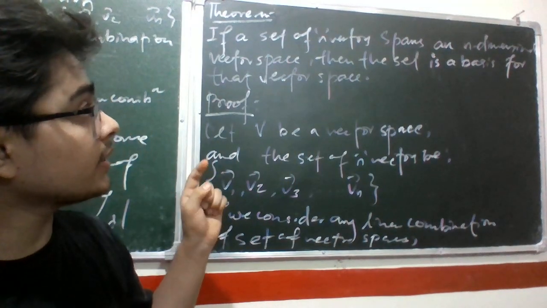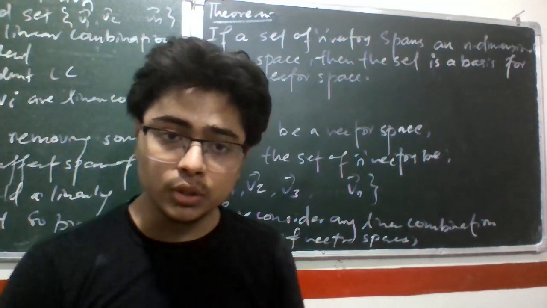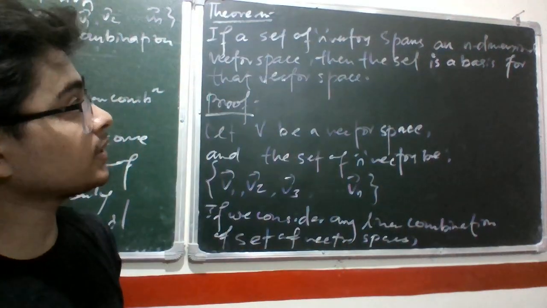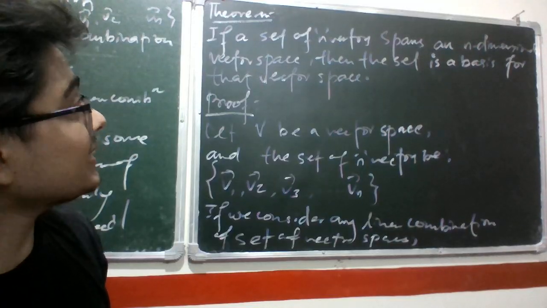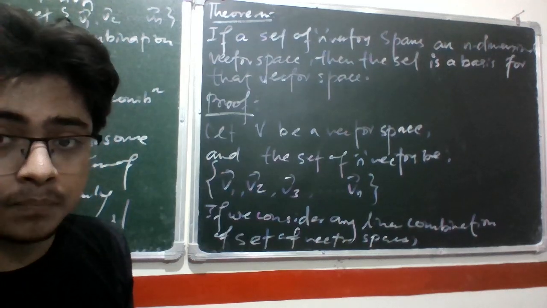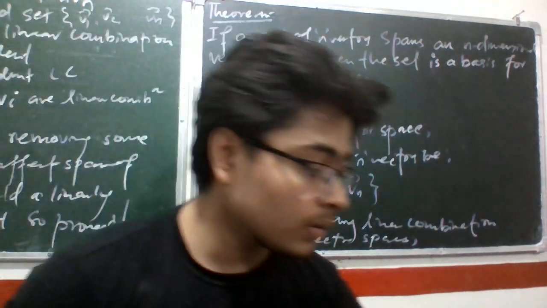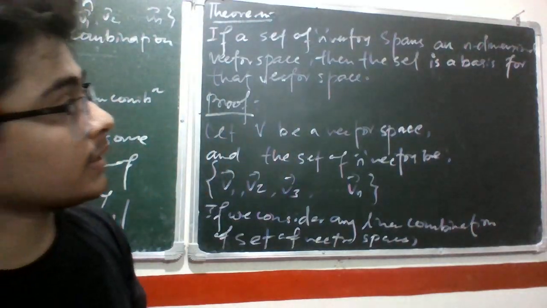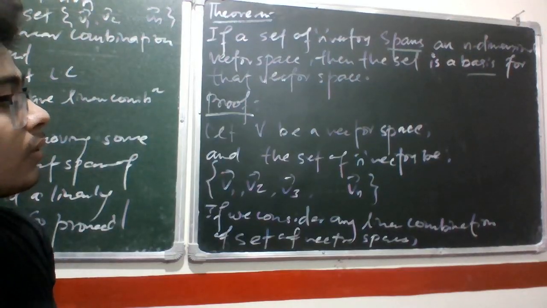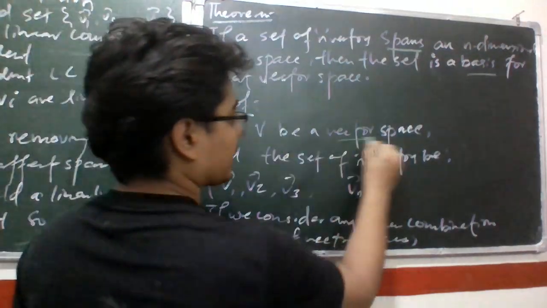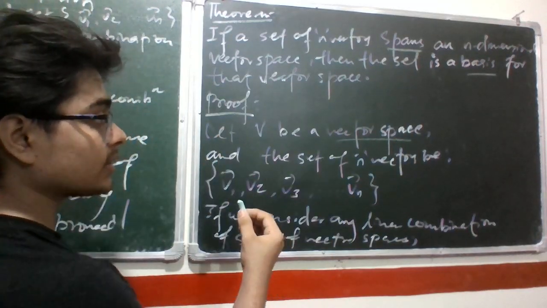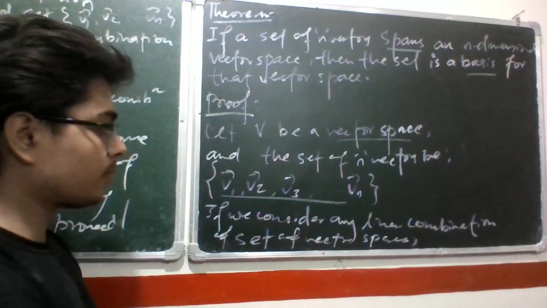Okay, so this is a very simple theorem, but you have to listen to the words very carefully to really get it. So the theorem says if a set of n vectors spans an n-dimensional vector space, then the set is a basis for the vector space. So what are the key words here? The key words here are, first one is basis and second one is span. So let's suppose V is a vector space and let the set of n vectors be these.